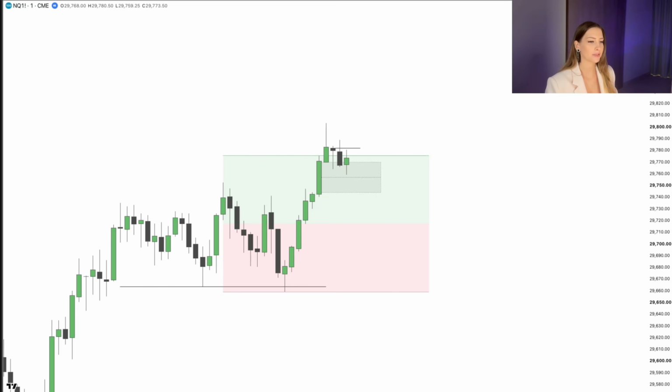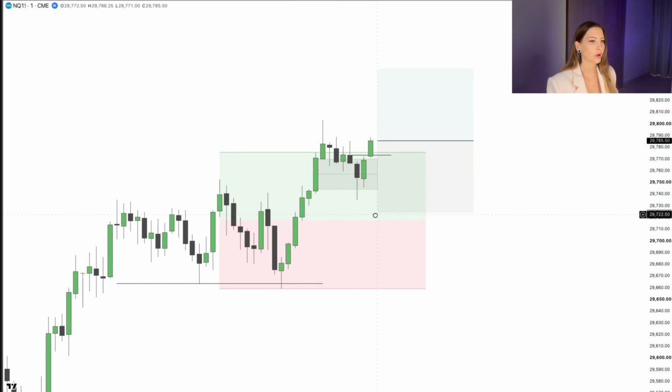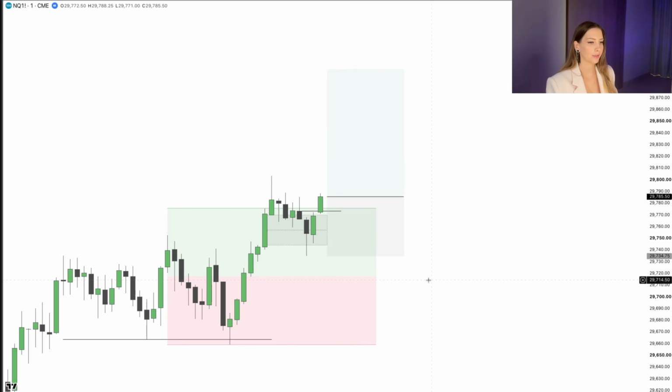Let's see if we can get the OB closure. We don't. We have a new low. Now we can switch our CISD here. Let's see if we get the confirmation. Not yet. And now we do have the confirmation. So now we can place our entry here, stop at the new protected low, which is now this one, and targeting the next liquidity above. So let's see if we can get there.